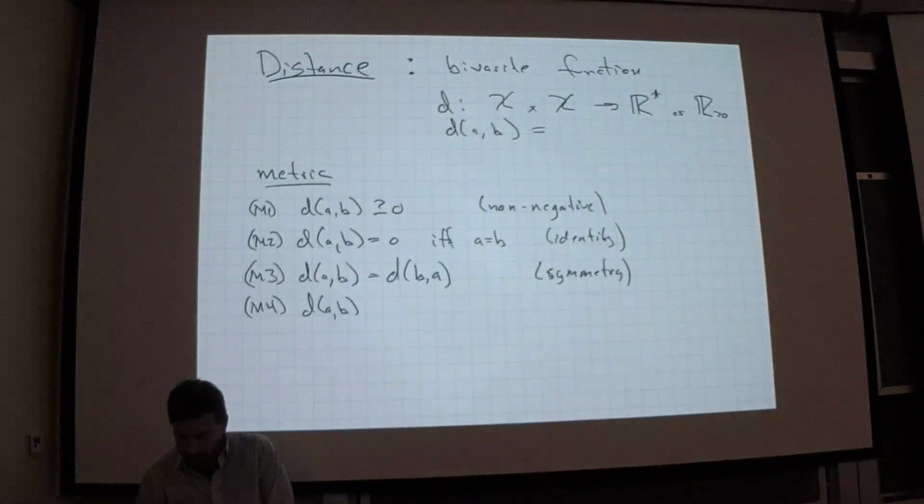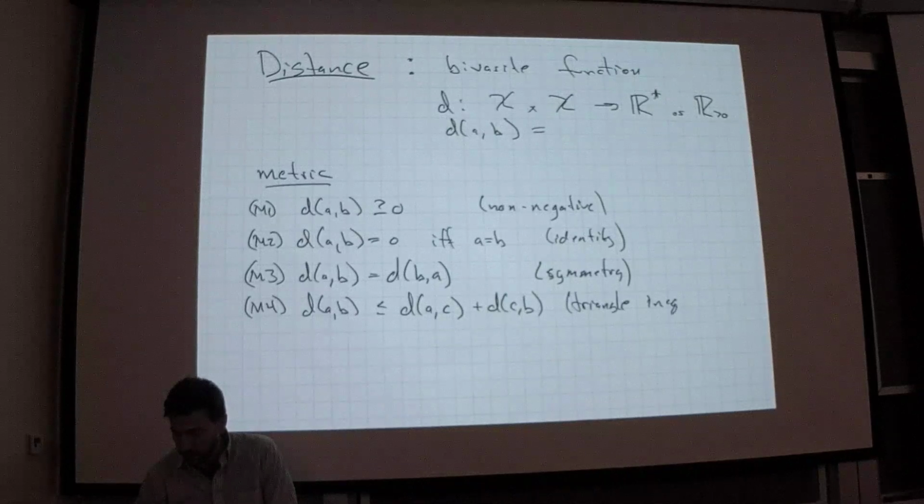And then the fourth property, and sometimes when they say metric, they only refer to this one, is that the distance between any A and B is less than or equal to the distance from A to some C plus the distance from C to B. This is known as the triangle inequality.